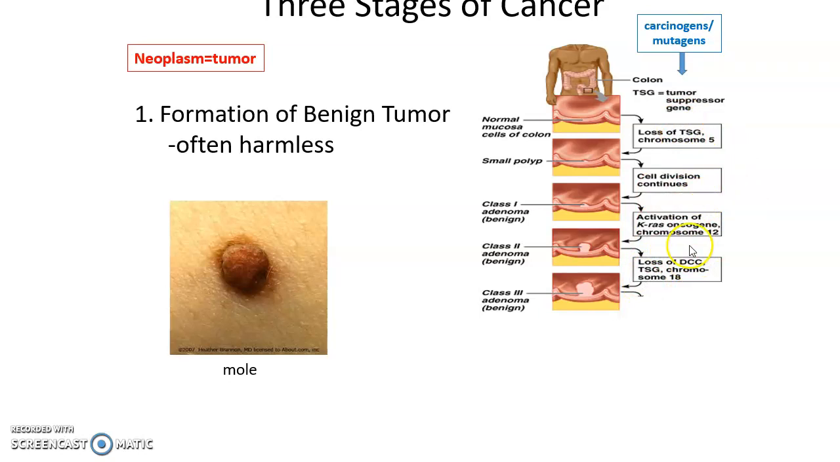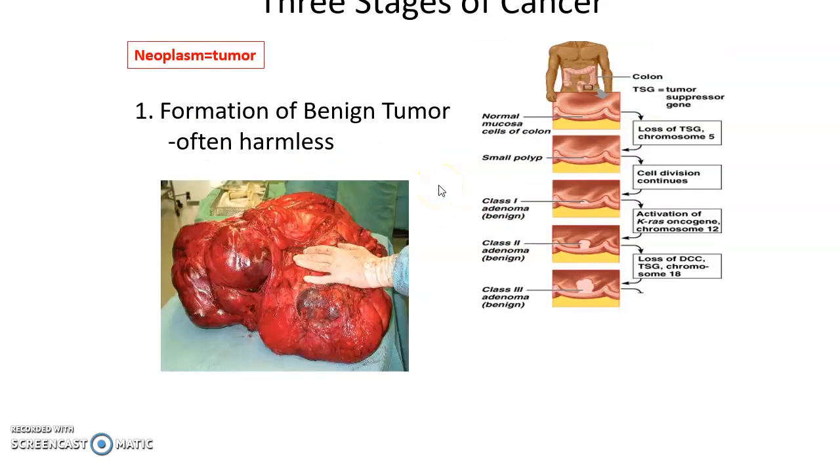The first phase is what's called a benign tumor. Moles are benign tumors. Benign tumors are relatively harmless because they do not invade and damage and destroy surrounding tissue. However, they can get quite large. So if this benign tumor happens to be in an inconvenient location, it could be dangerous. In this case, this 60-pound tumor was removed from a morbidly obese individual. It was actually in their abdominal cavity. But you can imagine if that was in the lung or thoracic cavity, that could lead to a lot of problems.